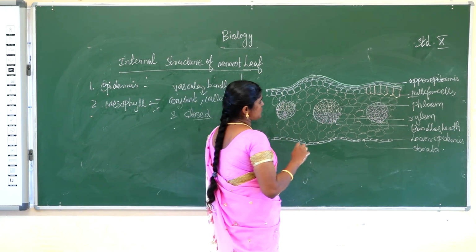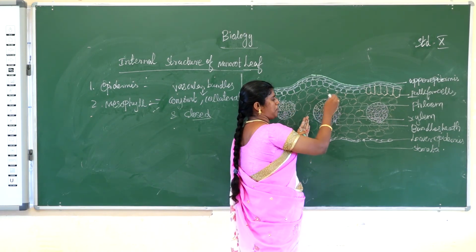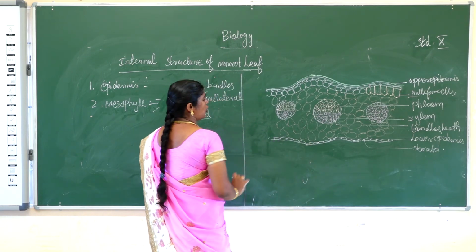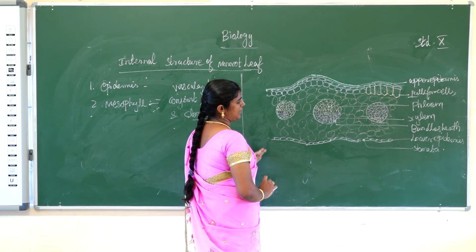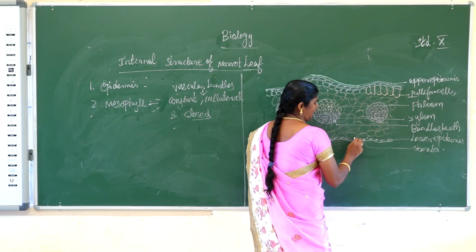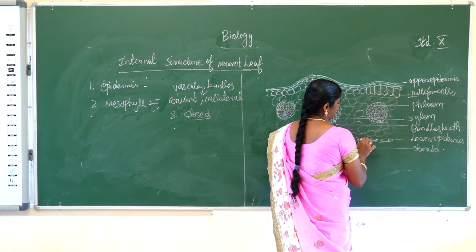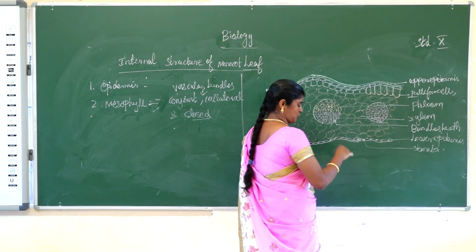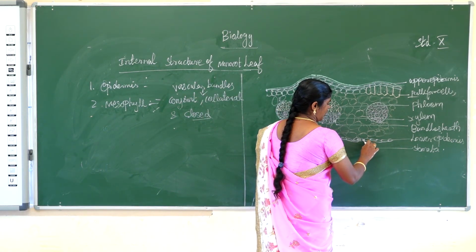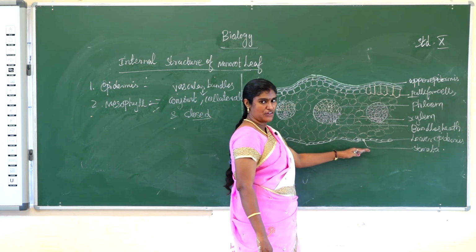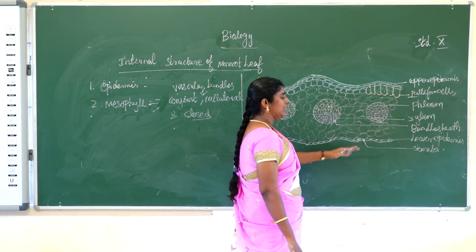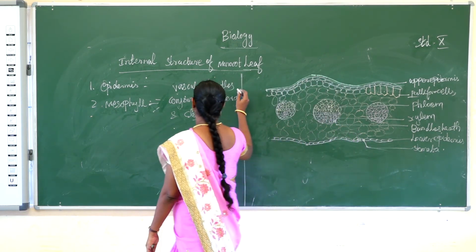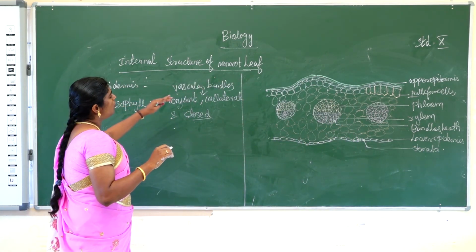In each vascular bundle, xylem is towards the upper epidermis and phloem towards the lower epidermis. These are the main important points. Another one, in the lower epidermis, numerous stomata are present. What is the use of the numerous stomata? Stomata are involved in the transpiration process. What is transpiration? Transpiration means loss of water in the form of water vapor. These are the main important points of the monocot leaf.